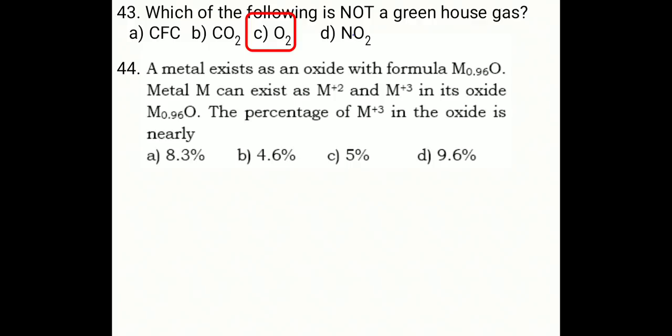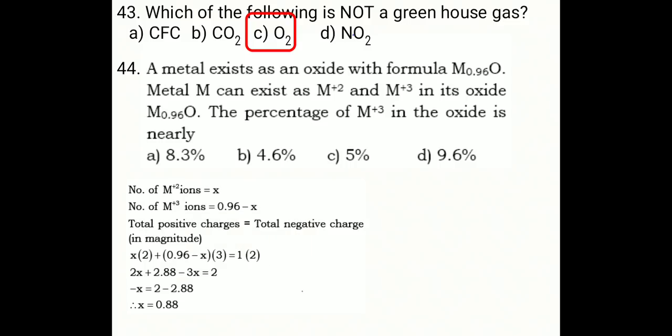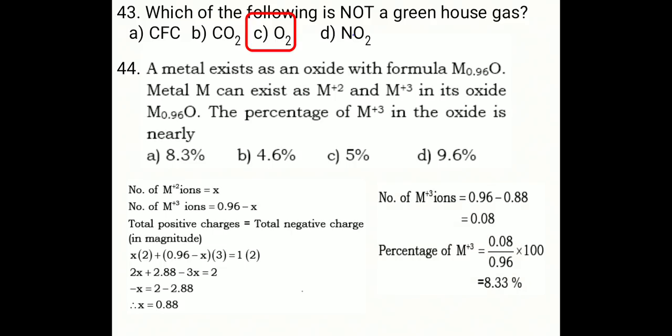44: a metal exists as an oxide with the formula M 0.96 O. Metal M can exist as M2 plus and M3 plus in its oxide. The percentage of M3 plus in the oxide is asked. So you have to do it like this. Number of M2 plus ions is X. Number of M3 plus ions is 0.96 minus X. Total positive charge should equal negative charge. Correct? So X into 2 plus (0.96 minus X) into 3 is equal to 2. If you solve, X is equal to 0.88. Next step, number of M3 plus ions is 0.96 minus 0.88, so remaining is 0.08. Calculate the percentage using that 0.96, and you are going to get the answer as 8.33%.